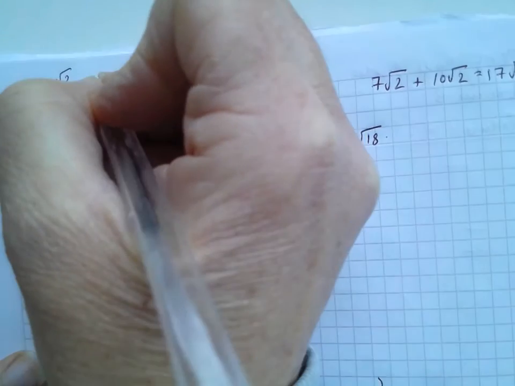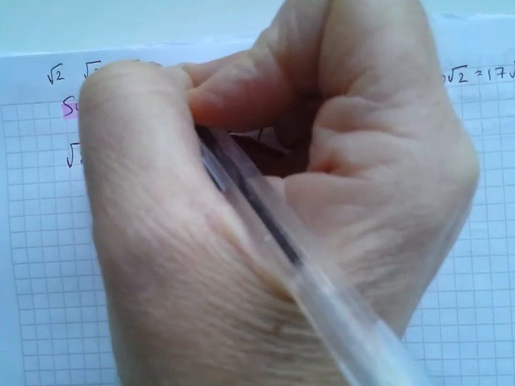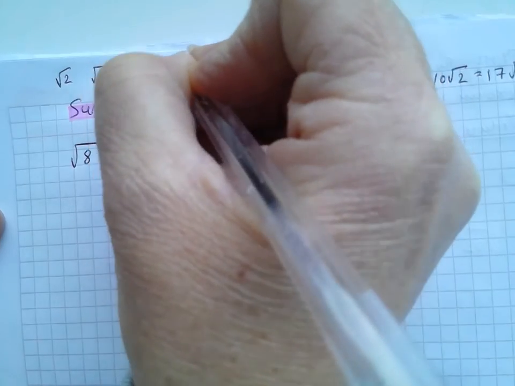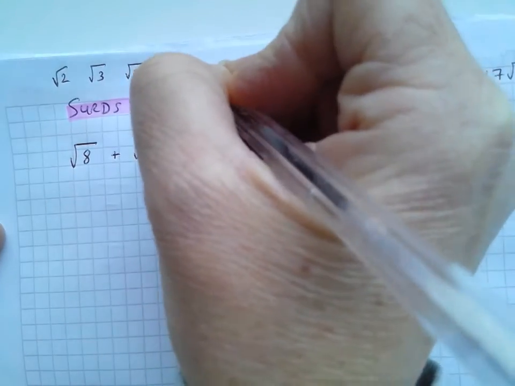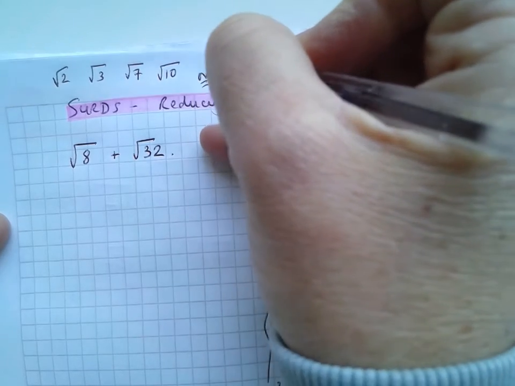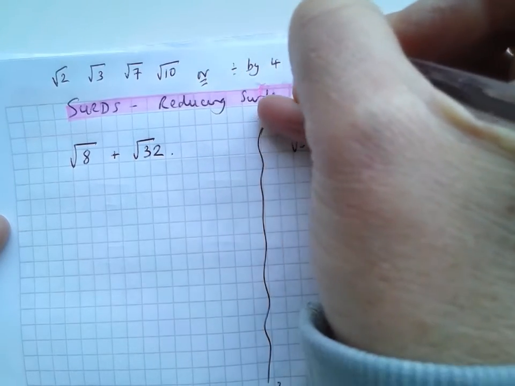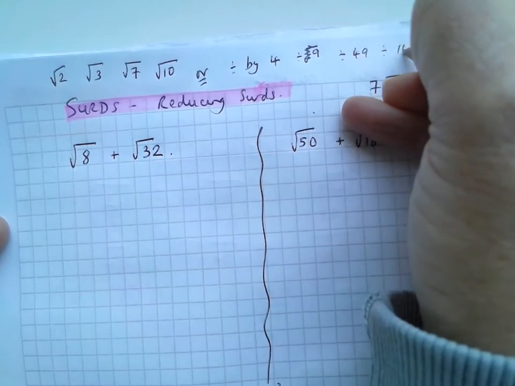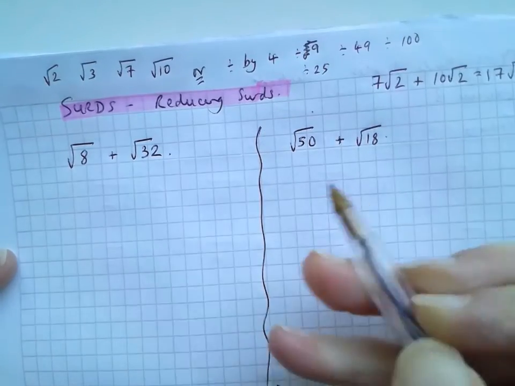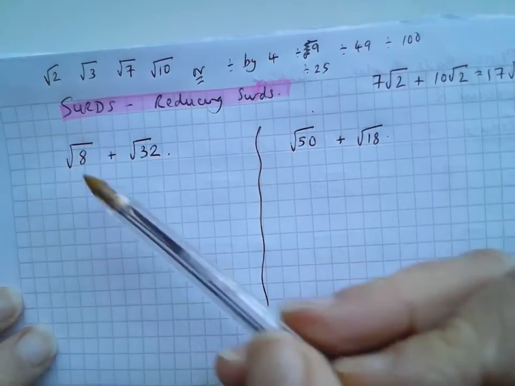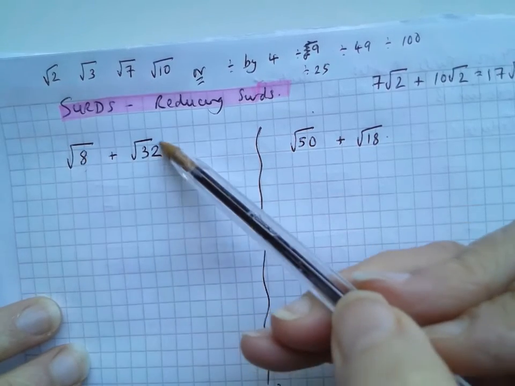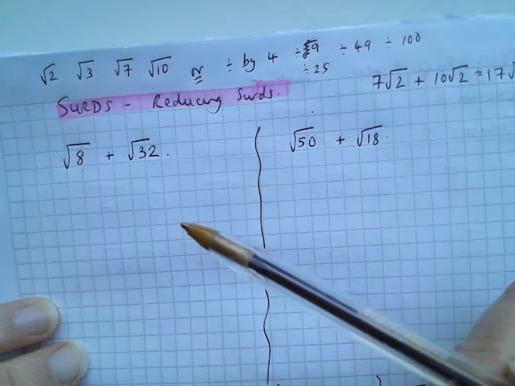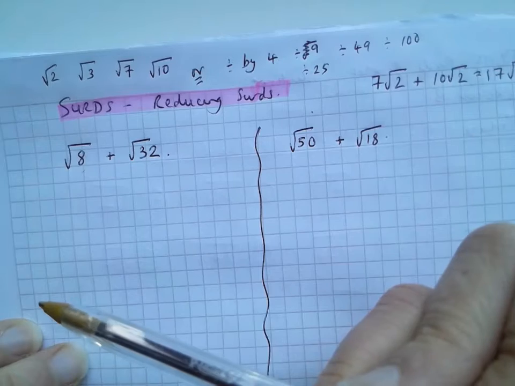Now, a key thing to remember in all of this is we'll tend to end up with root 2s, root 3s, root 7s, root 10s, that kind of thing, or we'll end up dividing by 4, dividing by 9, dividing by 49, or dividing by 100, or dividing by 25, or whatever, and you'll see why in a minute. Just keep in mind that what we're looking for each time is factors of these numbers that have a square number in them. So we're looking for something that divides into this number that is a square number.